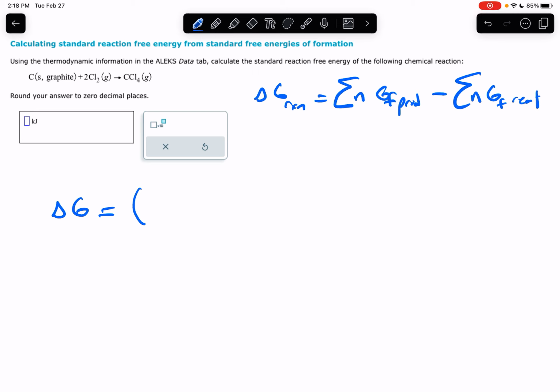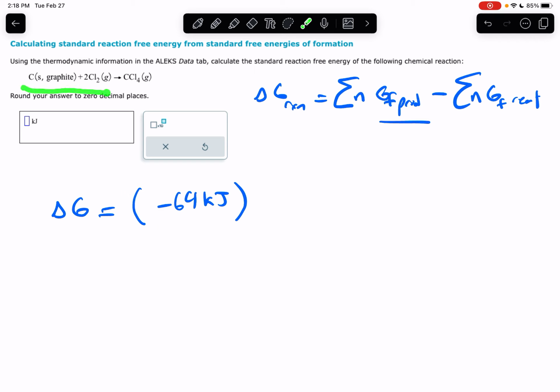Now, when we look on our magical table, it tells us that we have minus 64 kilojoules for the change in G of our products. The coefficient right here is 1, so we don't have to worry about an N value here because it's just one of them. So that's our products.